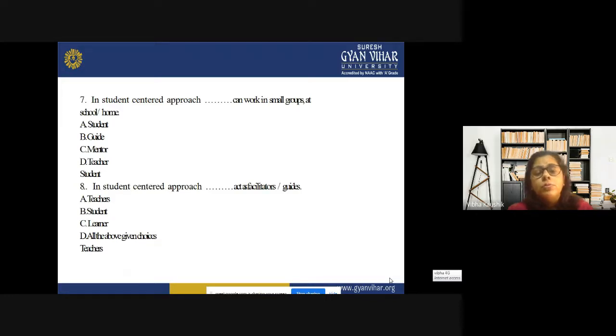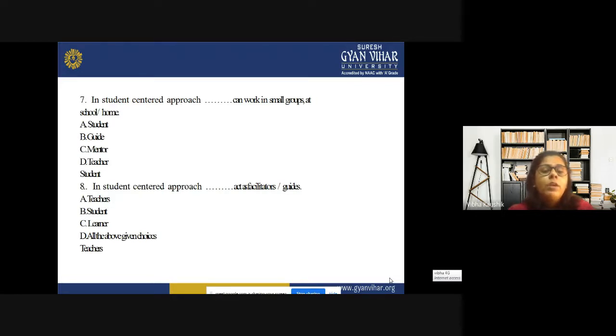So a student approach, it gives an opportunity or provides an opportunity to the learners or the students so that they can work in small groups either at home or at school.